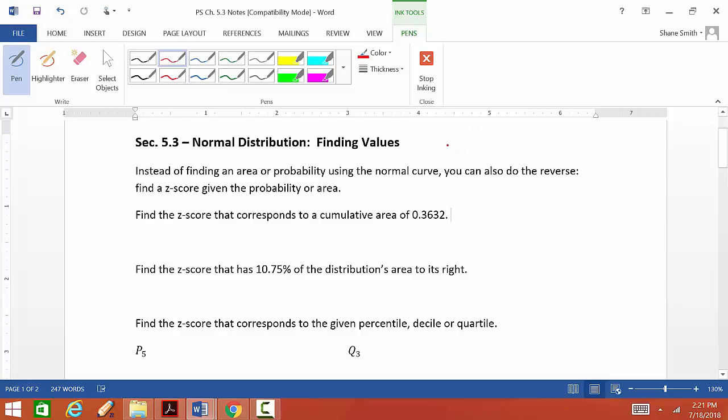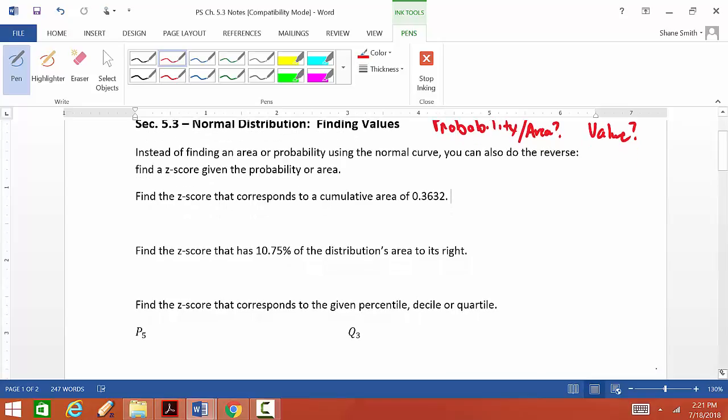So there's really two main types of questions in chapter 5. You can either be asked to find a probability or area, or a value, and they'll give you the probability or area if you have to find the value. And a value can either be an actual value in a data set or it could be a z-score. So first of all, we'll just start with finding the z-scores.